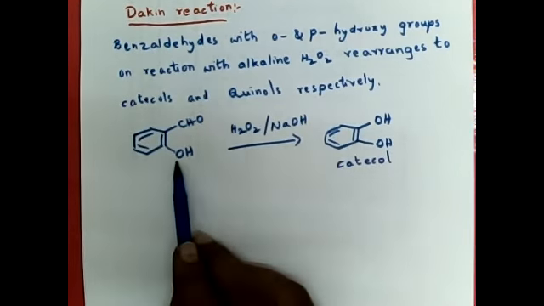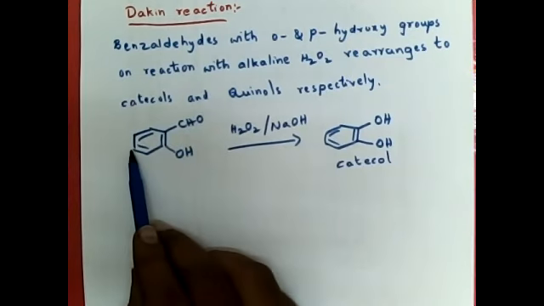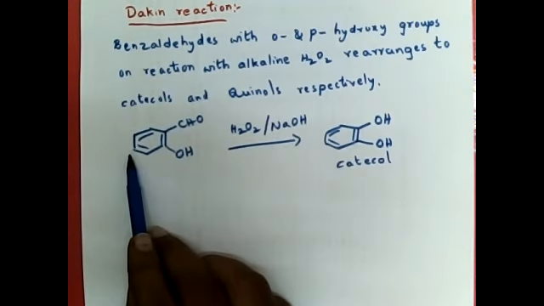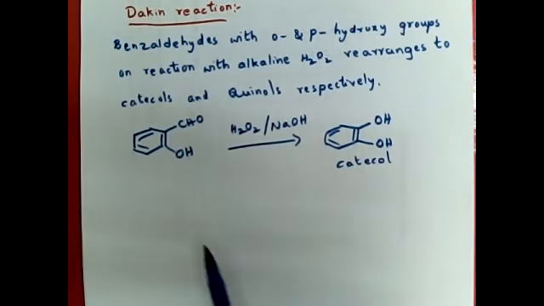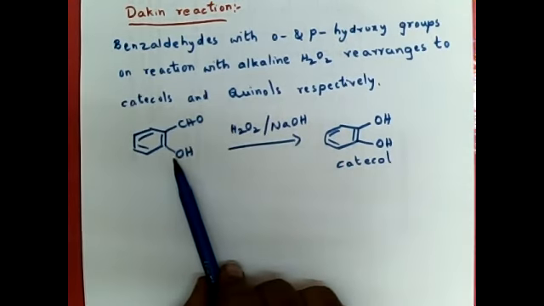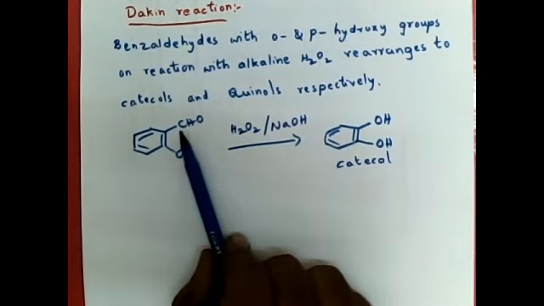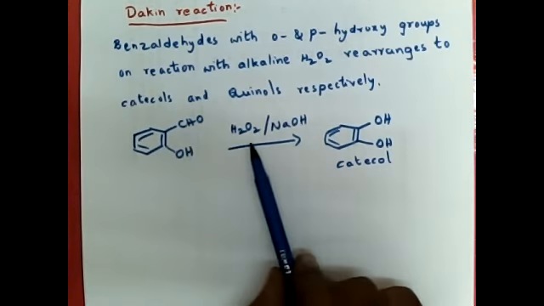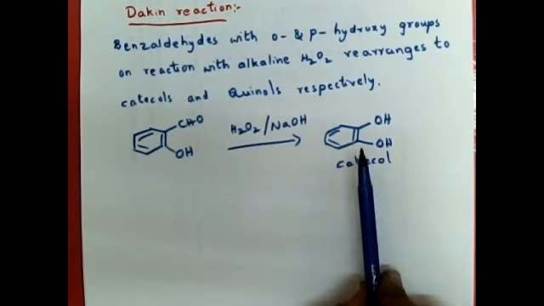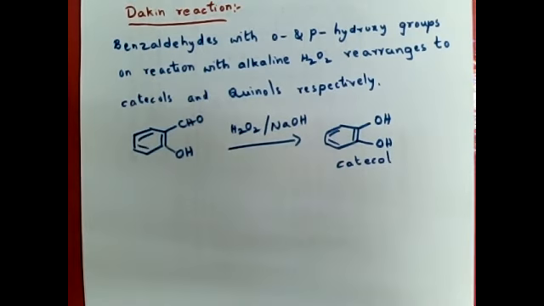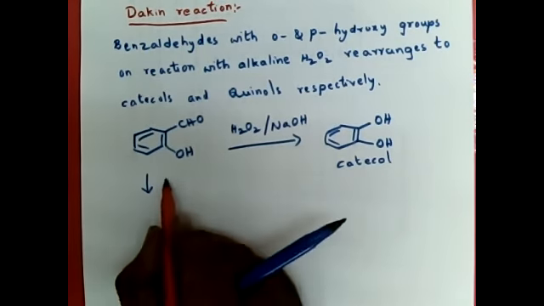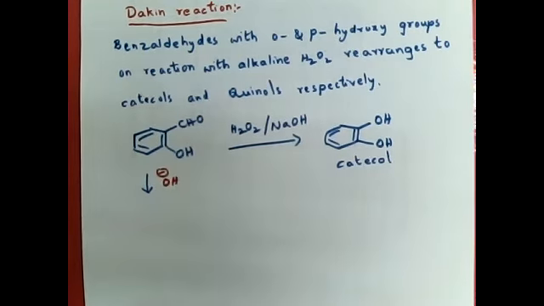Similarly, we can do the same reaction if the OH group is at the para position. Then 1,4-dihydroxybenzene is called quinol. So conversion of ortho or para hydroxy benzaldehyde to either catechol or quinols when treated with hydrogen peroxide and sodium hydroxide is called Dakin reaction. Now we will look at the mechanism of how this conversion will occur.